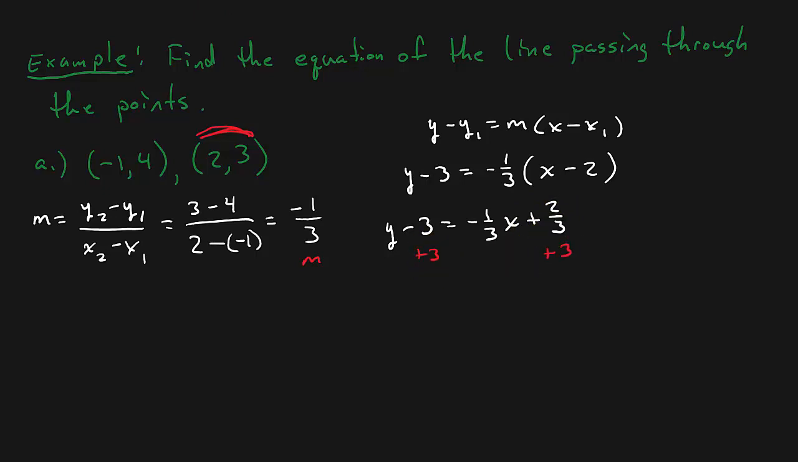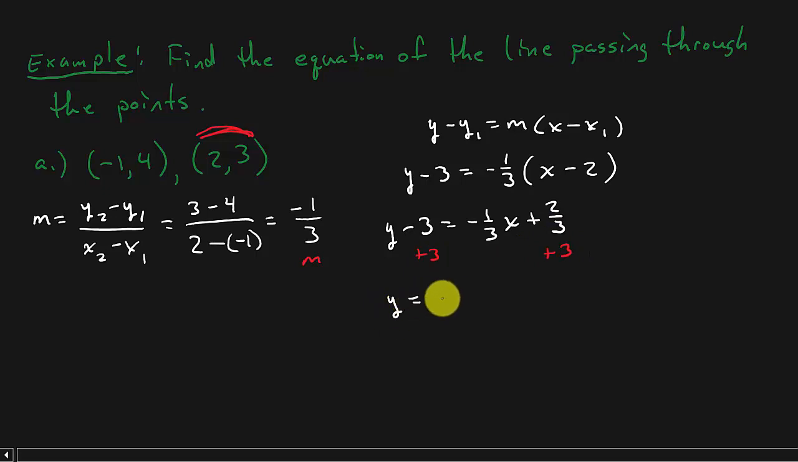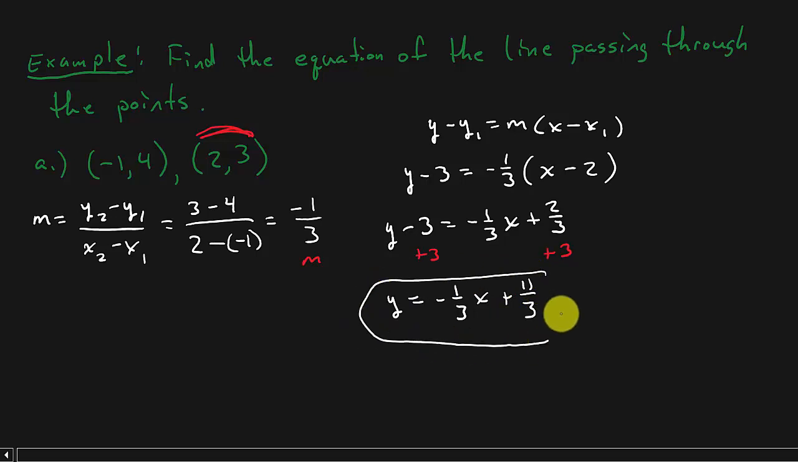Add 3 to both sides. And so I get y equals negative 1/3 x, plus 11 over 3. And this would be your answer.